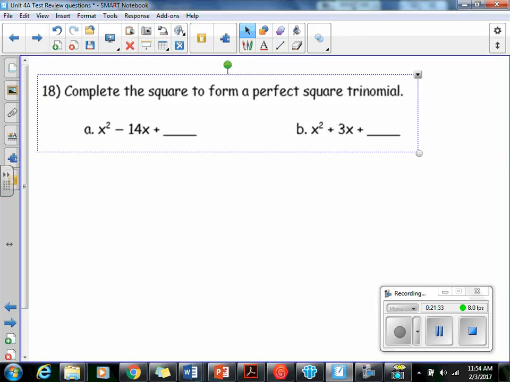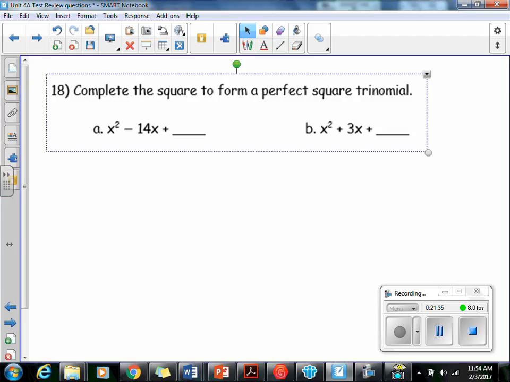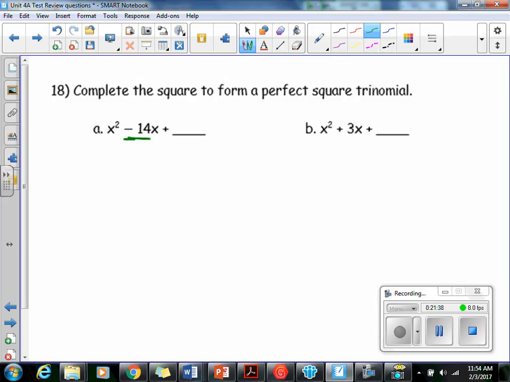So for this one, what is half of this middle term? You take the -7, you square it. What is -7 squared? 49, so that 49 goes right here.